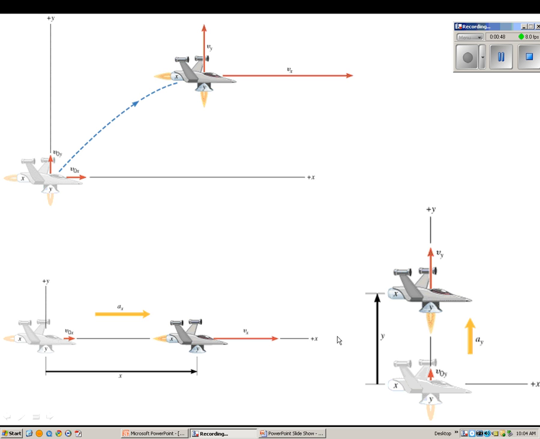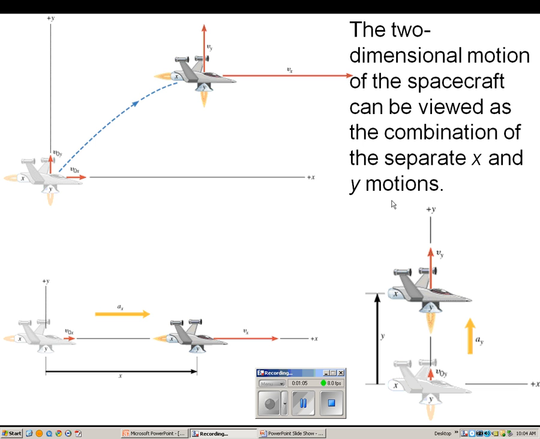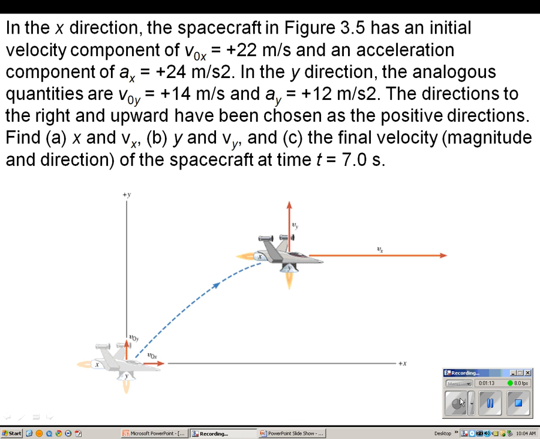We keep them separate. We don't look at any variables in the x along with the y. We look at the x direction by itself, and we look at the y direction by itself. So we really have 2 problems at once. There's 2 kinematic problems in one motion. The 2-dimensional motion of the spacecraft can be viewed as the combination of these separate x and y motions. So now we're going to look at how to handle such a problem.